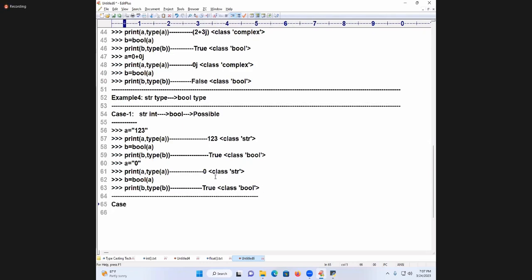What is case 2? STR, float to bool. Right. Bool. Possible or not possible? Possible. Yes, ma. Samyukta, I will come to that, ma. I will come to that.